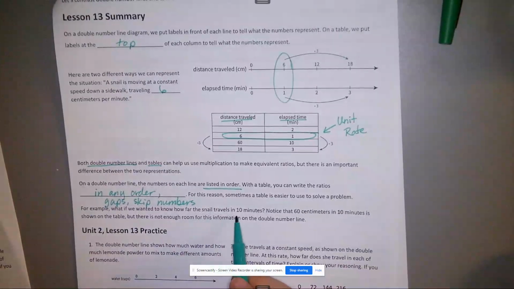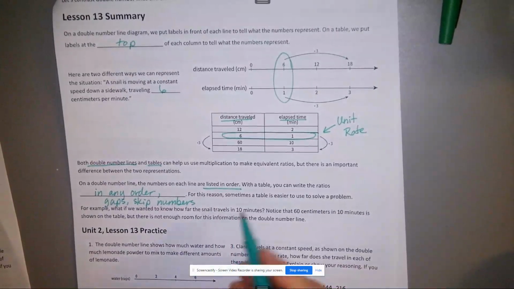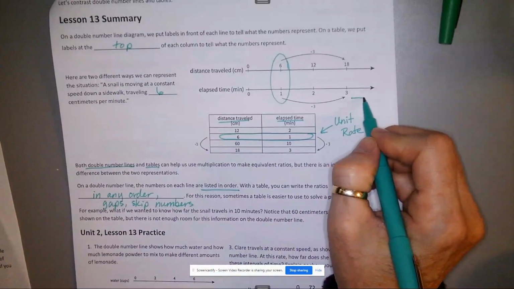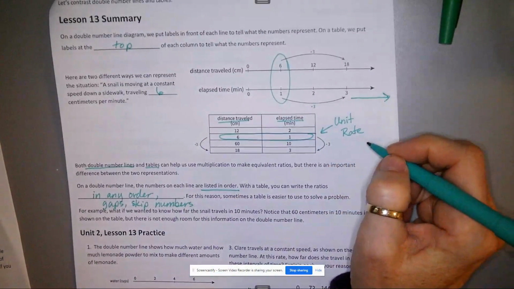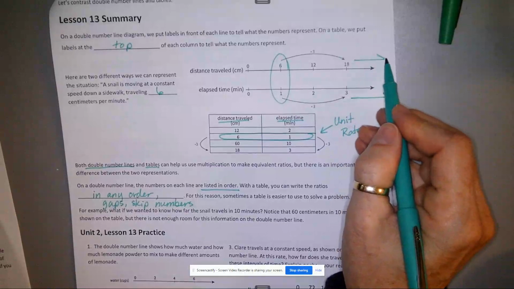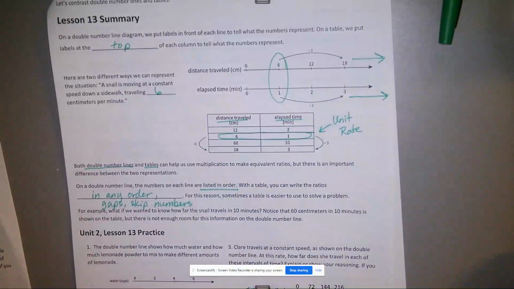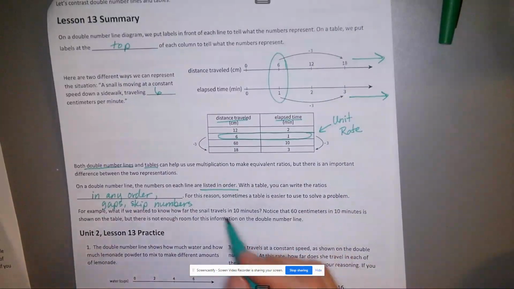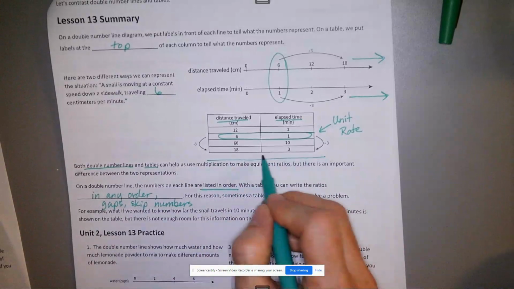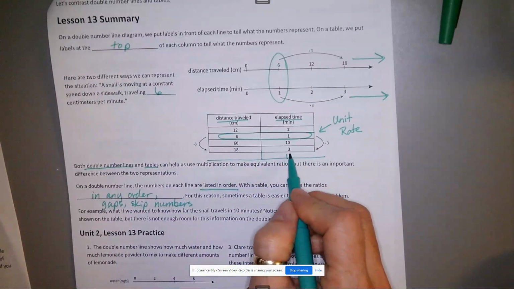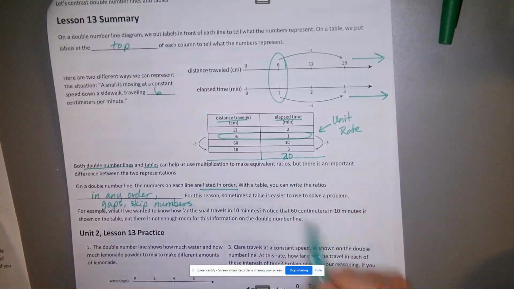For example, if we wanted to know the snail in 10 minutes, if we look up here at our double number line, that's going to go way off our paper. We don't have enough room for that. We'd have to start a new double number line. But on the table, it's really easy. You can just draw one more thing. They already did their 10. It's simple. If I wanted 20, I could just add it.